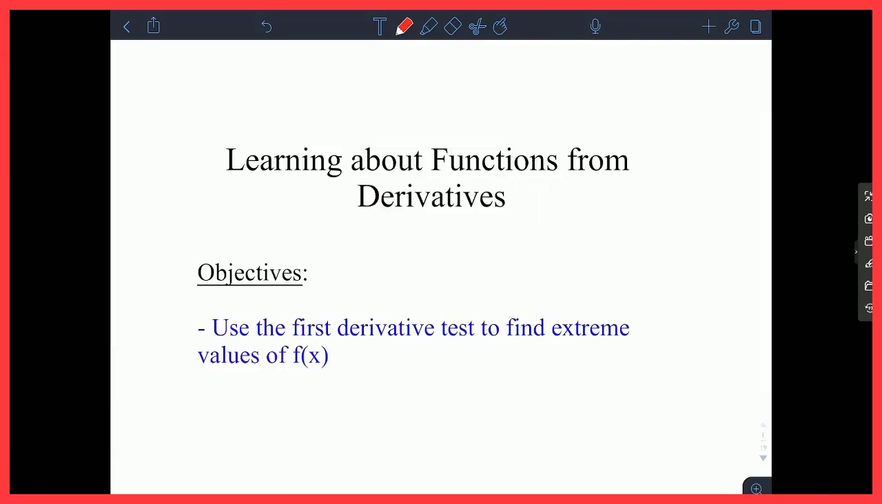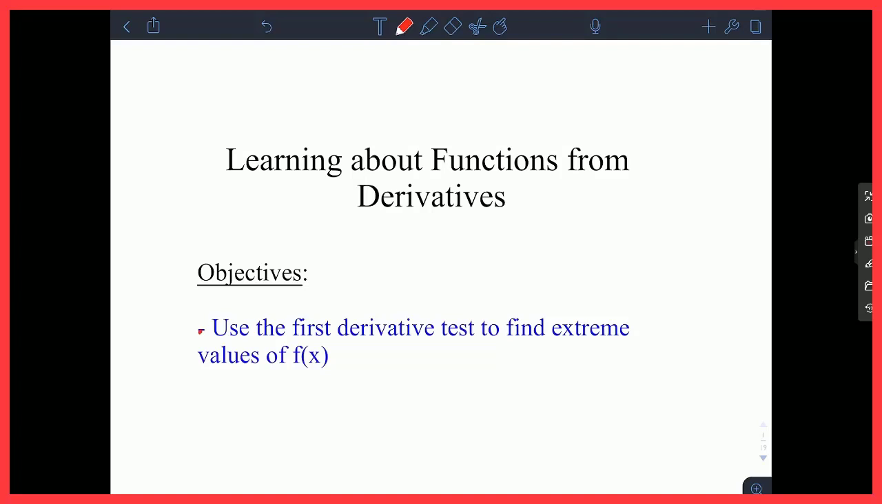Hey everyone, Mr. Shatter here to take a look at learning about functions from derivatives. The objective of this video is to use the first derivative test to find extreme values of f of x. The information we learned in the previous section, using the derivative to find extreme values, is all the information we're going to need in this section.